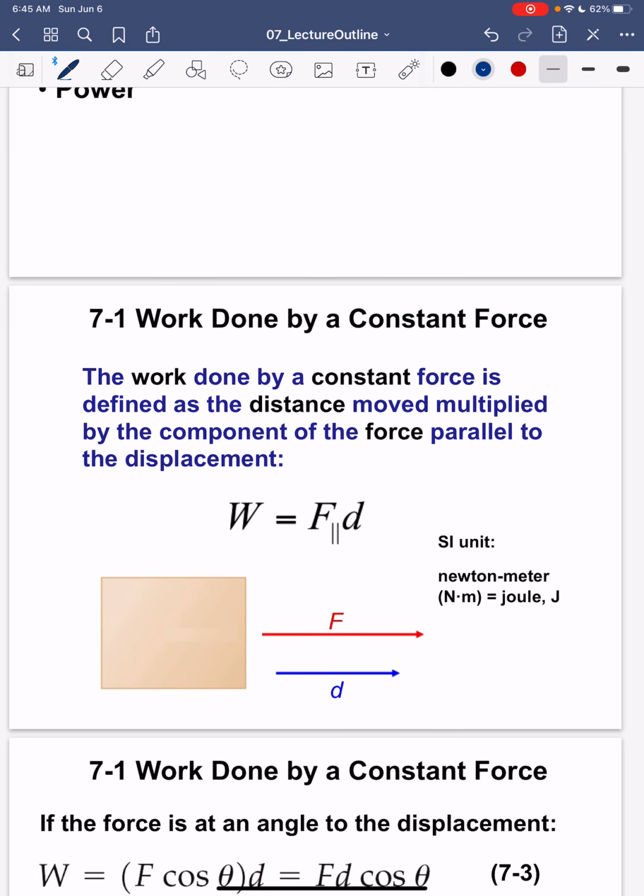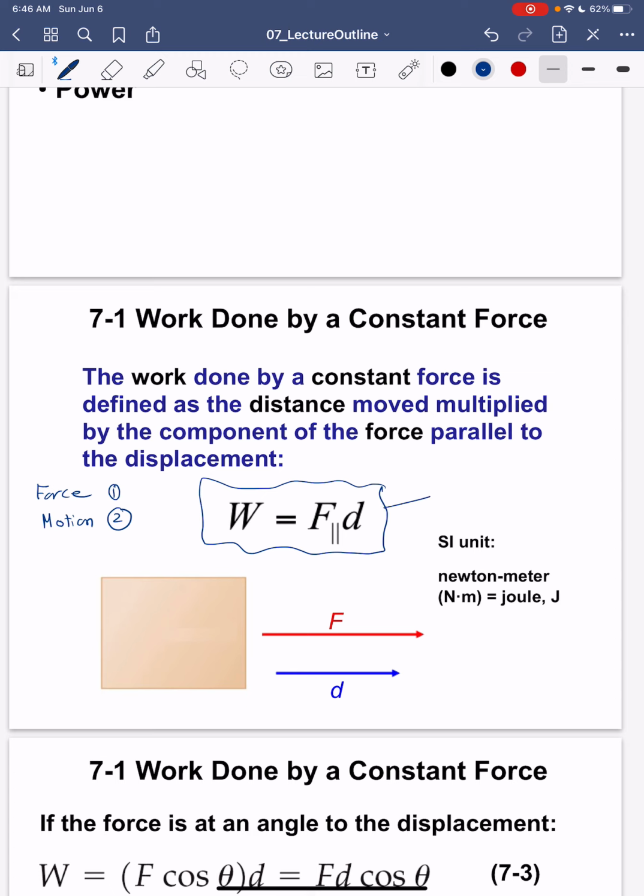Now, the work done by a constant force. The idea of work has to do with two things. One of the things is I should have a force, and that force should lead to a motion. These are the two things that I'm looking for when I talk about work done by a constant force. Now, it's also very important to know what is the amount of the force in the direction of the displacement.